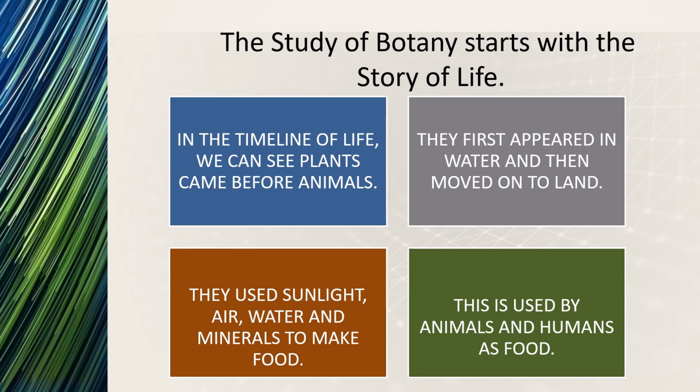The study of botany starts with the story of life. In the timeline of life, we can see plants came before animals. They first appeared in water and then moved on to land. They use sunlight, air, water, and minerals to make food. This is used by animals and humans as food.